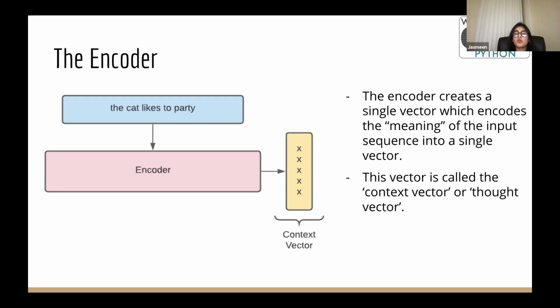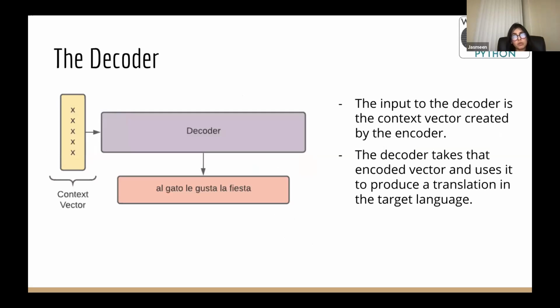decoder. The decoder works in a similar way to the encoder, but the other way around. It takes the thought or context vector from the encoder as an input, along with the start of the string, that is the SOS token, as the initial input to produce the output sequence.